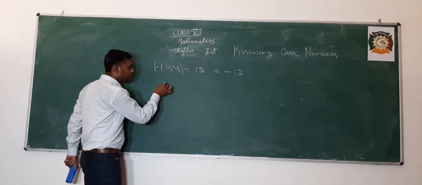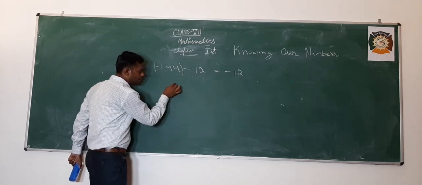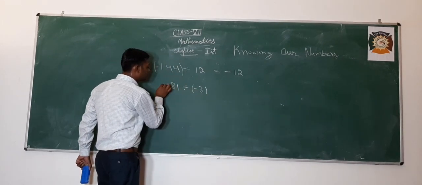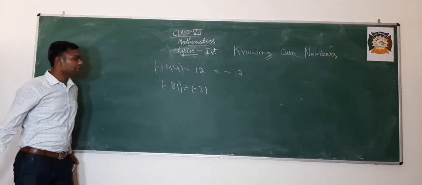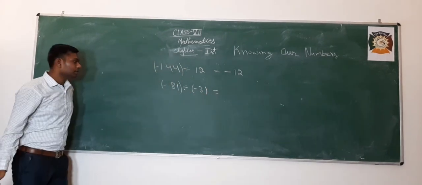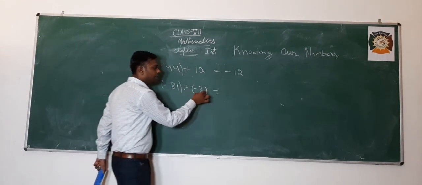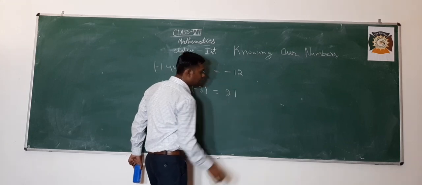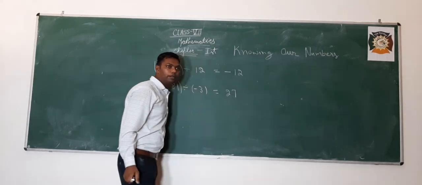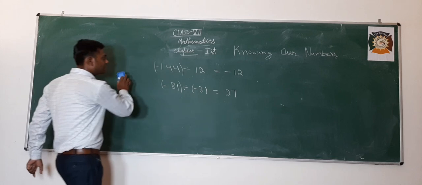Few more questions. Let's consider 81 divided by minus 3. Consider minus 81. Minus 81 divided by minus 3. Both have the negative sign, same sign, then the resultant will be positive. And 81 divided by 3 is 27. Positive sign doesn't need to be put here. That is your division. Let's go to our next topic.